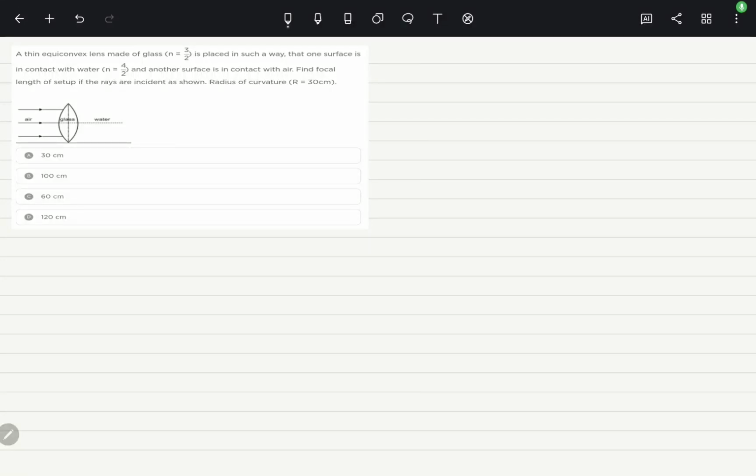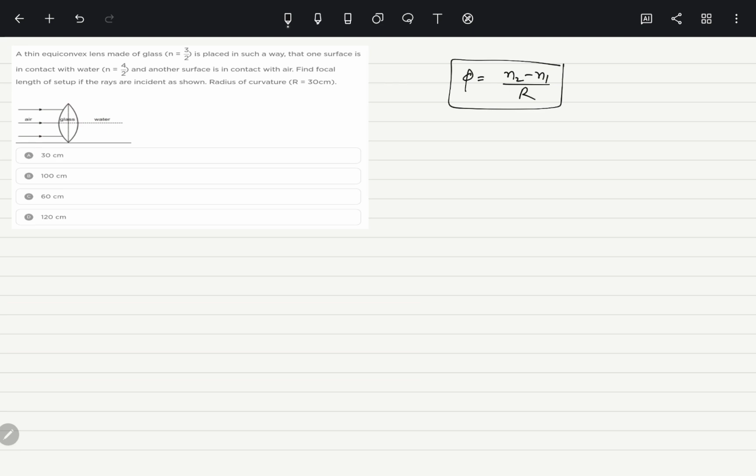So this is the question which I was talking about. Here we'll use the relation which we tried to derive in the last video. So I'll write that formula here. We calculated the phi value there, which was n2 minus n1 by r. That was the value which we got in the last video. Now we'll apply this formula to solve this type of question.